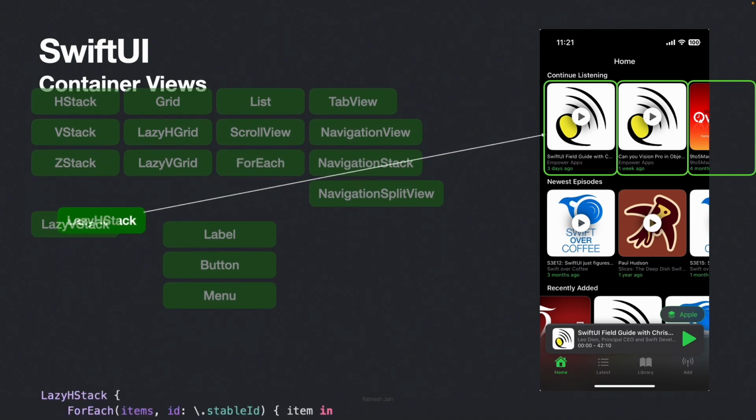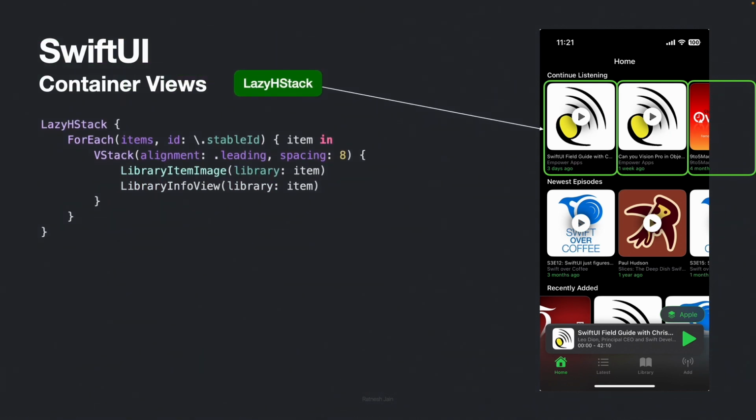Then we have the LazyHStack. So this is similar to HStack, but when the content is larger and we are showing it inside a scroll view, then it should optimize for runtime memory. So the lazy stack will only occupy memory for the most visible items on the screen. So this is how we can define a LazyHStack.